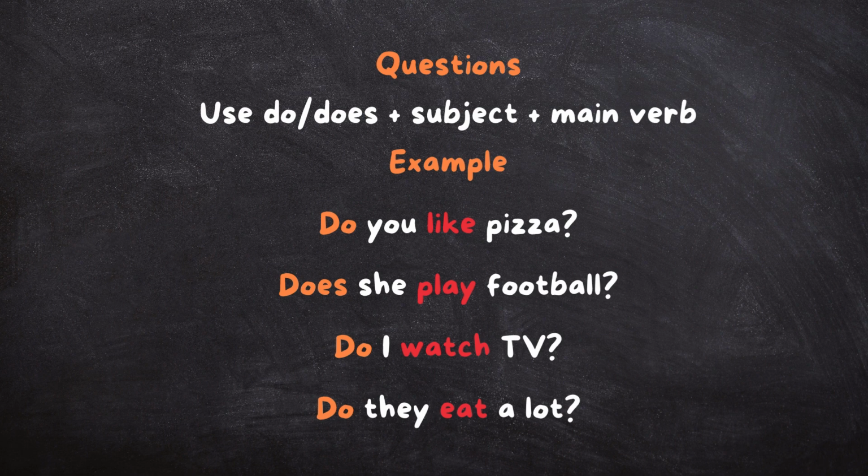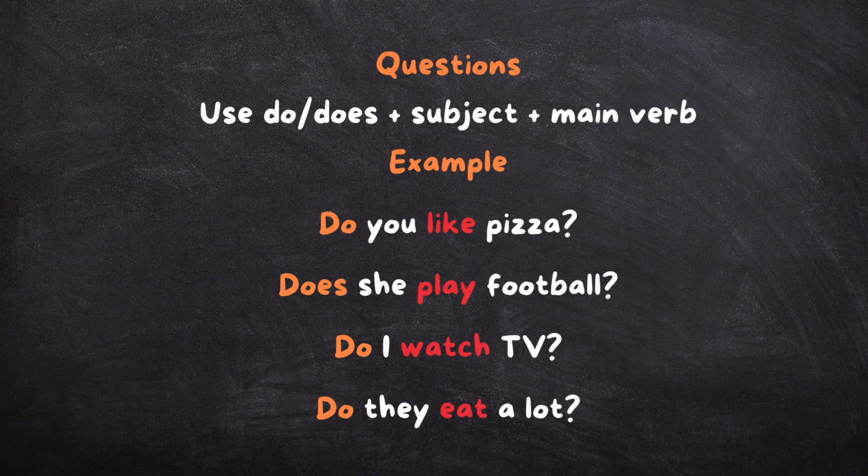Do you like pizza? Does she play football? Do I watch TV? Do they eat a lot? In all of the examples, depending on the subject that we used, we either use do or does, and then the subject, and then the main verb, which are highlighted in red, and the rest of the sentence.